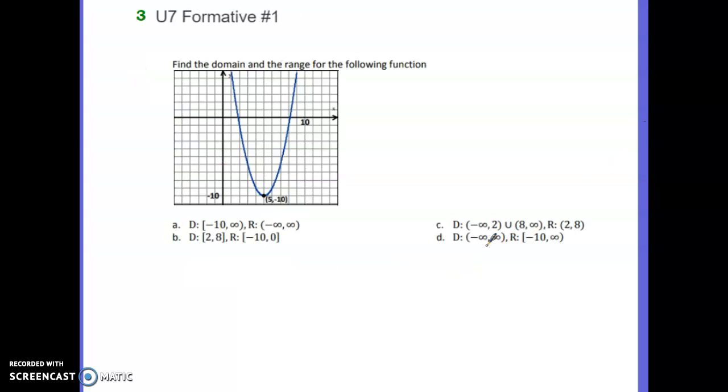And the last one, what's the domain and the range? Well, the domain is negative infinity to positive infinity, so it looks like the answer has to be D. But the range, again, is from low to high, from negative 10, including negative 10, because negative 10 is a point on the graph for y. Like I've got this point here at 5, negative 10. So that's a point on our graph, and we have to include it with a hard bracket up to infinity. So the answer is D for number 3.